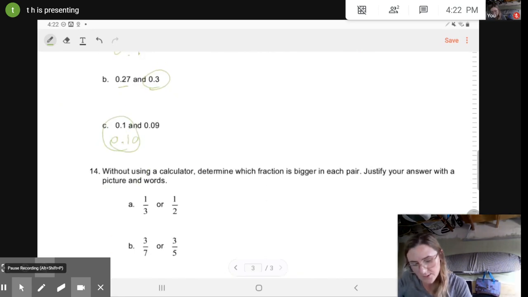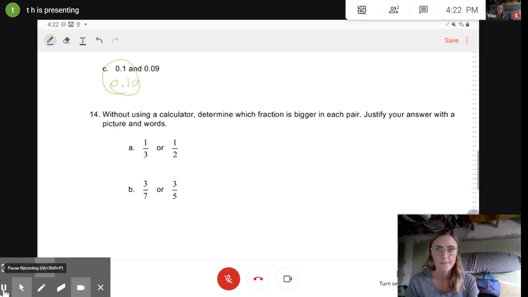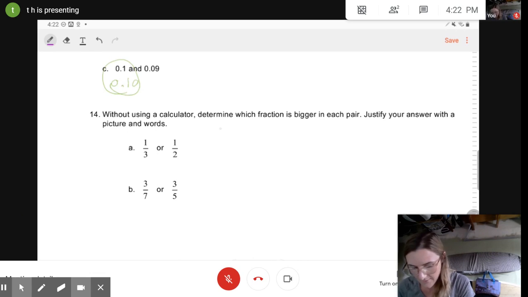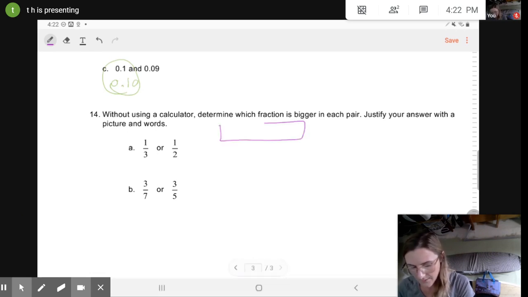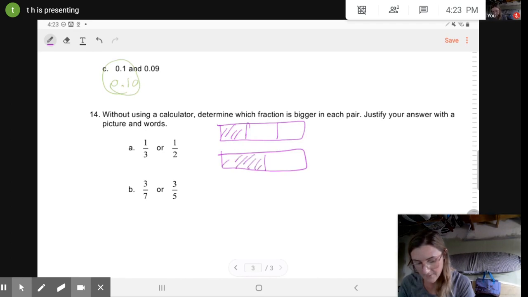Without using a calculator, determine which fraction is bigger in each pair. Justify your answer with a picture and words. Okay, this would be a really good time to pause the lesson and try these yourself. Okay, so I'm also going to stick with the brownie analogy. If I have one brownie, I'm going to make it the same size. One of them is divided into thirds and one is divided into halves. So if I have 1/3 or 1/2, half is going to be a lot bigger. I'm going to want that half.